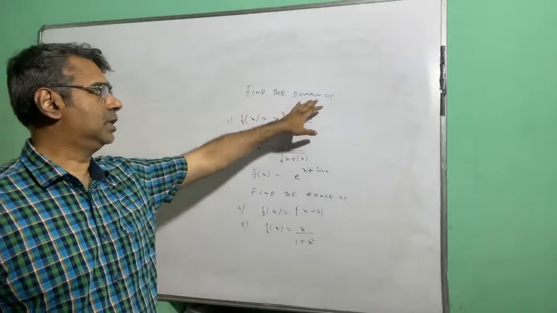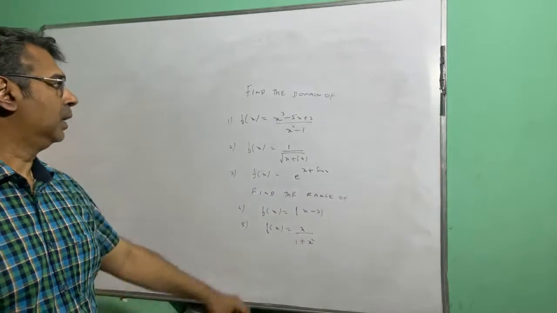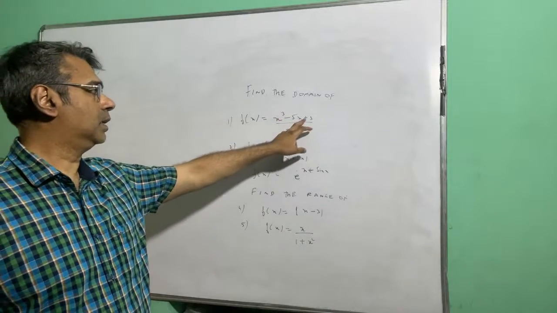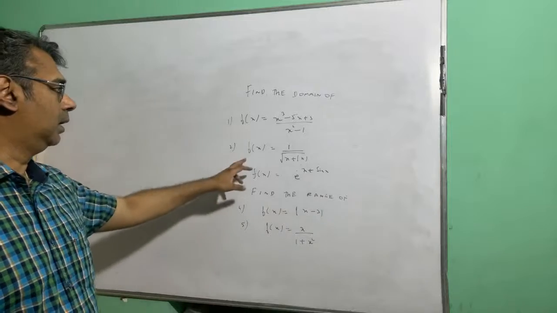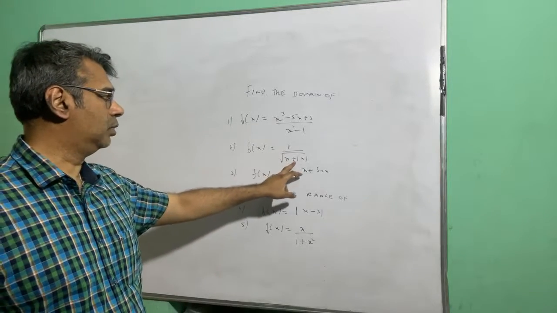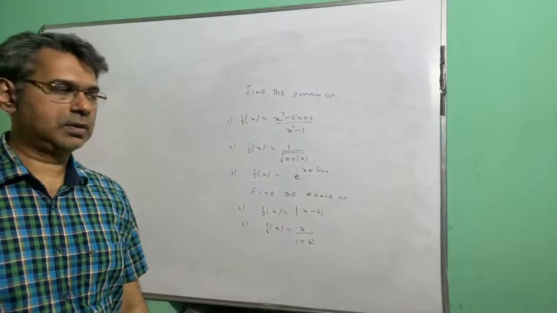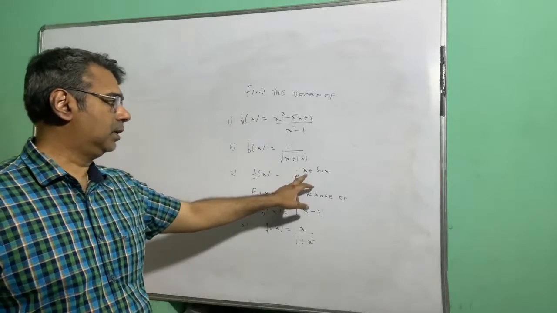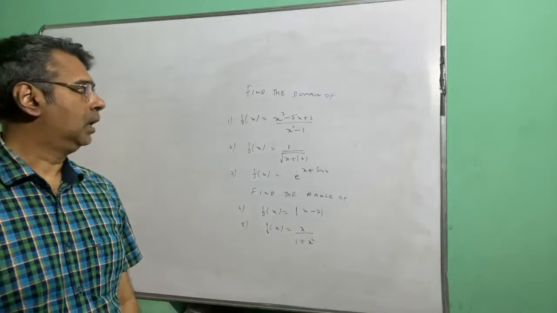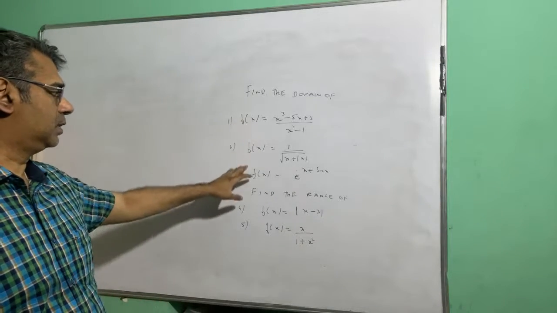The first 3 questions say: find the domain. First, f(x) is (x cube minus 5x plus 3) by (x square minus 1). You have to find the domain. Second, f(x) is 1 by root over (x plus modulus of x). Third, f(x) is e to the power x plus sin x. So you have to find the domain of these 3 functions.